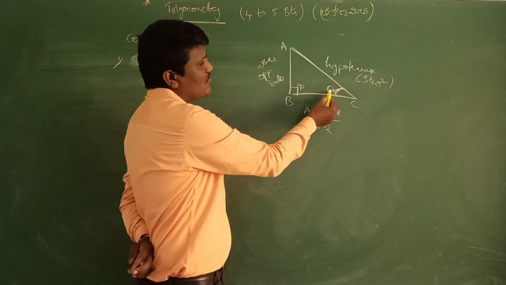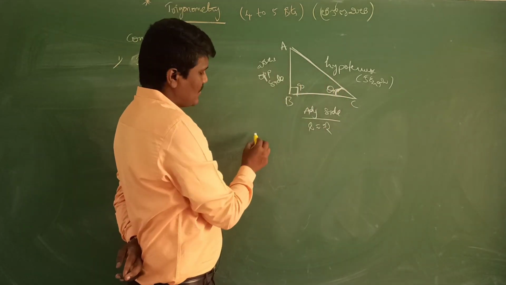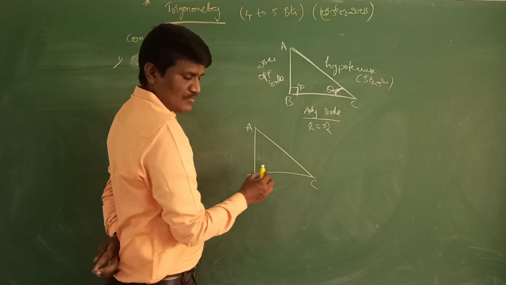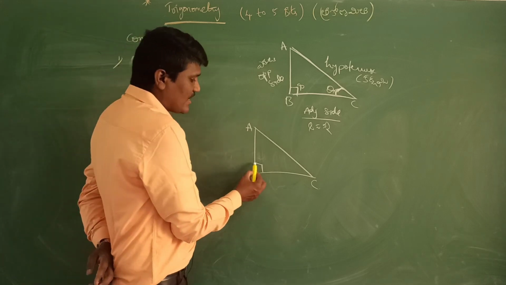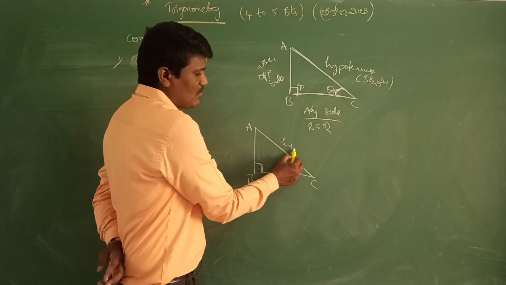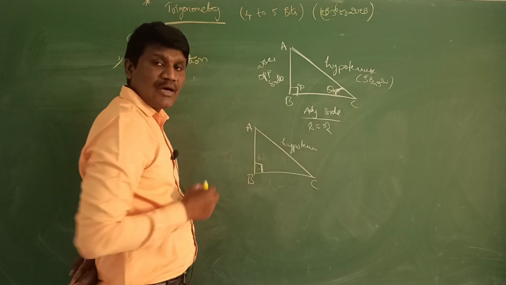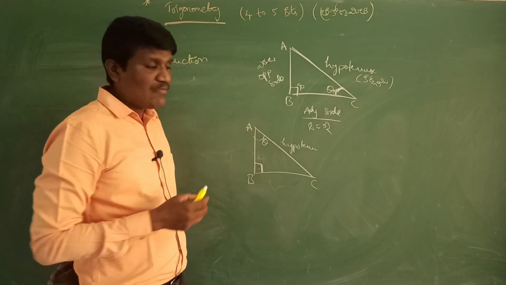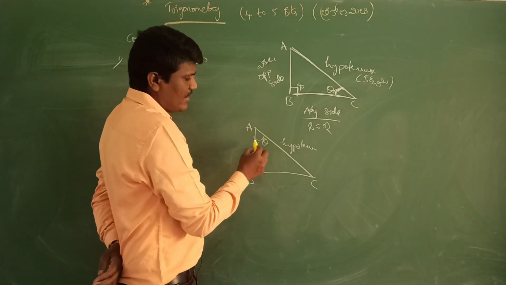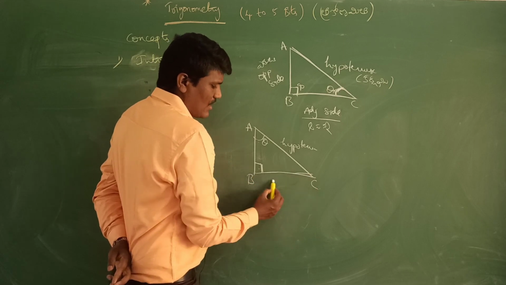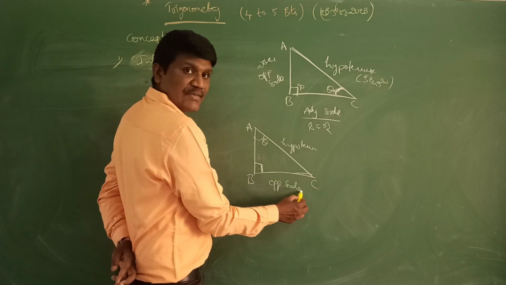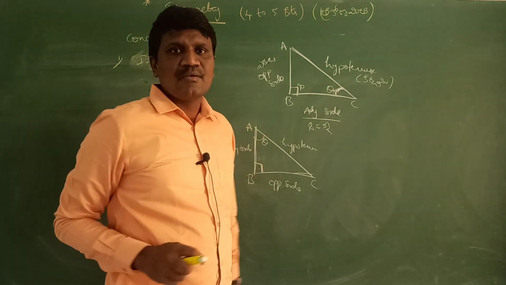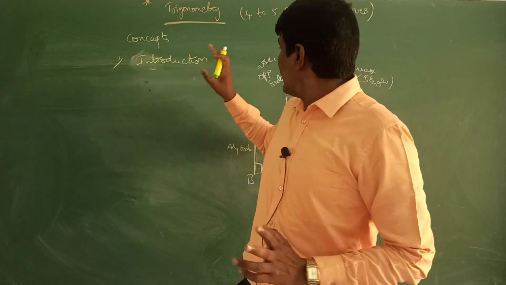Here we have taken angle theta at C. Now if I take the same diagram ABC with 90 degrees at B, whatever is opposite to 90 degrees will be the hypotenuse. Now instead of taking theta at C, I will take theta at A. With respect to theta at A, BC will be the opposite side and AB will be the adjacent side. Right students? So this is about the right angle triangle.